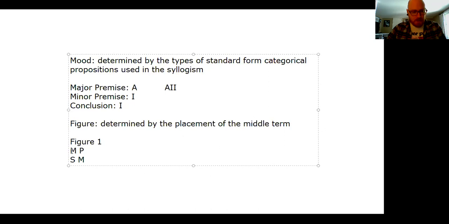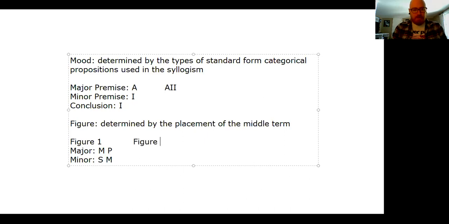So let me just go ahead and label these premises here. In figure 1, the major premise is going to have the middle term first, and then the minor premise is going to have the minor term first and the middle term second. Where M stands for middle term, P stands for major term, S stands for minor term, and then M again stands for middle term. This is how figure 1 is going to look. So in figure 1, the middle term is first in the major premise and second in the minor premise.